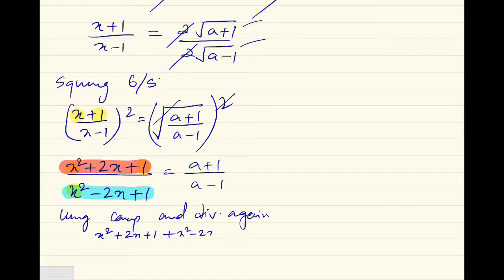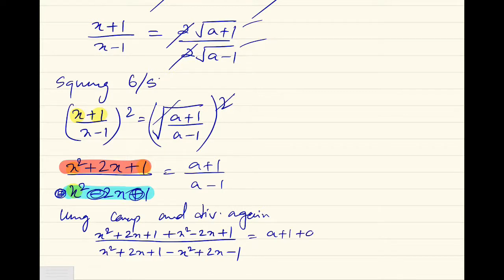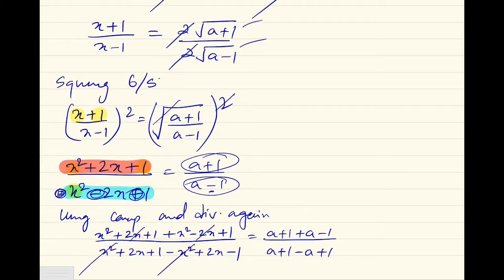x square minus 2x plus 1, the light blue, and again the red, x square plus 2x plus 1, and the light blue minus x square plus 2x minus 1. I have directly changed the sign, because minus into plus becomes minus, minus into minus becomes plus. So that's a plus 1 plus a minus 1, the numerator and the denominator, and a plus 1 minus a plus 1, because minus into minus becomes plus. So cancel it. This gets cancelled, these two get cancelled, these two get cancelled here.